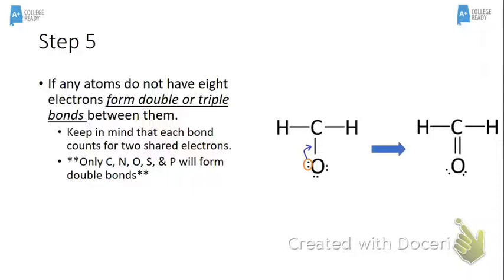So now everybody's happy. Hydrogen has its 2, and then oxygen has all 8. So there are 4 bonds that carbon currently has: 1 bond with each hydrogen, and a double bond with oxygen. That's a total of 8. Then your oxygen is happy because it has its 2 lone pairs of electrons, which are these right here, and then it has this bond here in the middle, which gives it 8 electrons.